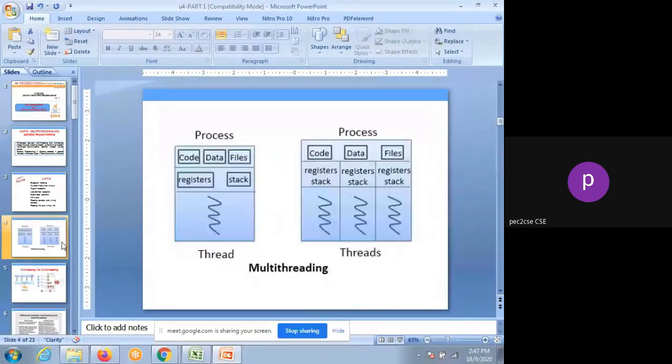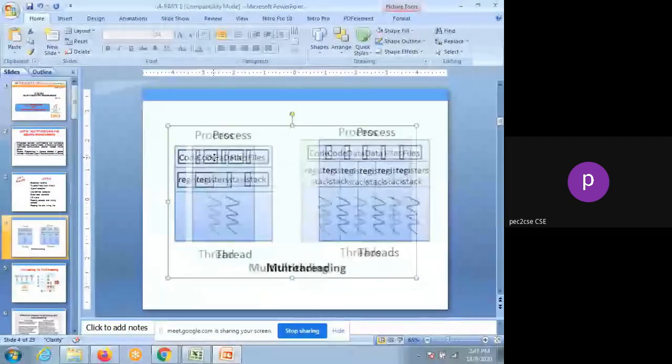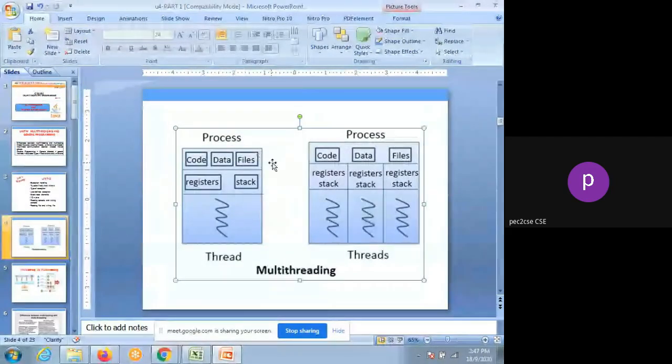So for that you can take this one. Each process will have different memory. For example, if this is process 1, it has different memory. If I am going to have process 2, that will have different memory. One process has many threads. All threads are sharing the common memory. That's why threads are known as lightweight.